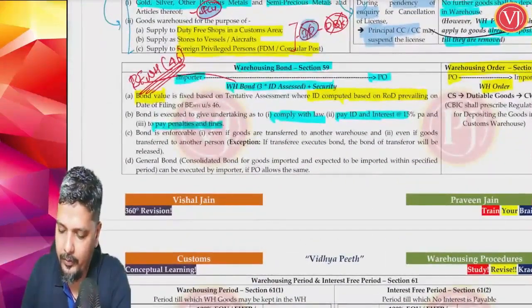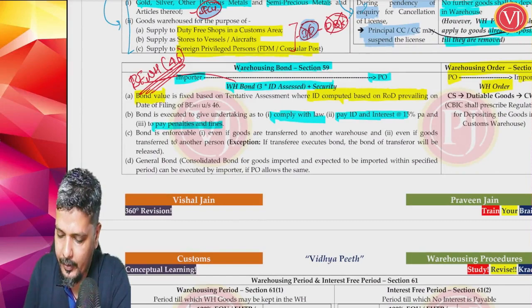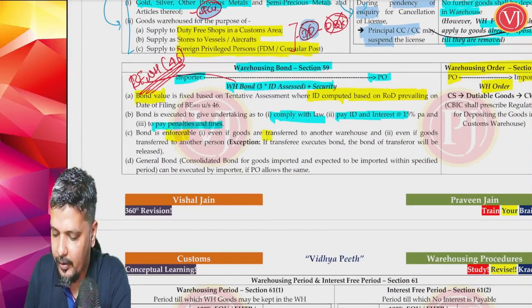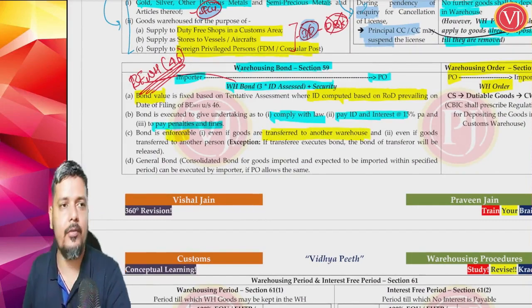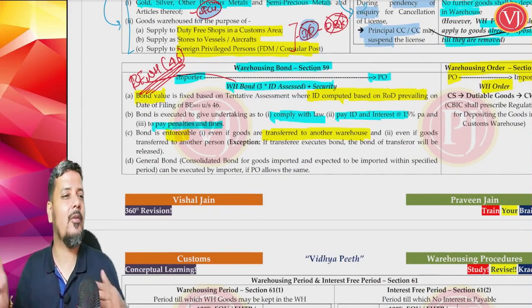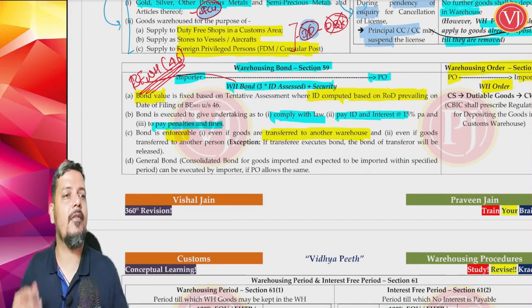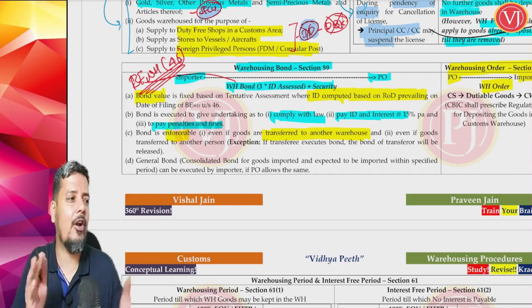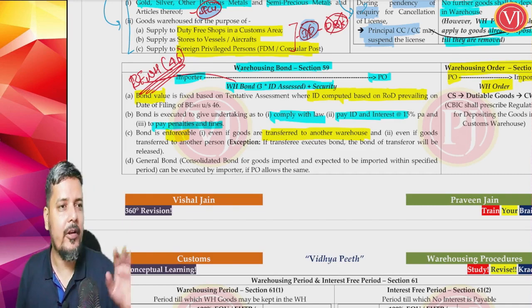Now if you read this, it will make sense. Bond is enforceable even if there is transfer from one warehouse to another warehouse. If the same importer takes the goods to another, this is a very common point. Same importer 1 takes the goods from one warehouse to another warehouse. Bond is still valid because he is still the owner. So this is a very common point, nothing to focus more.